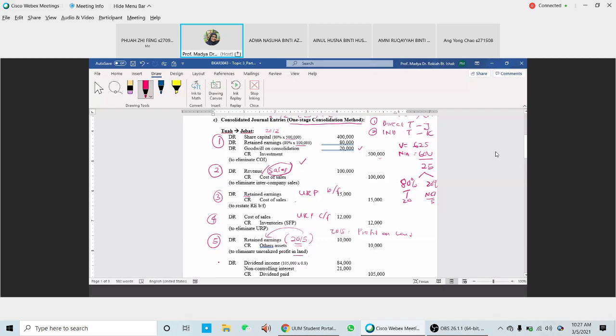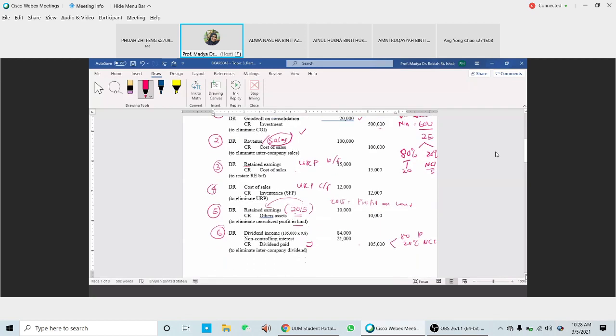The next elimination here: remember that you have both dividend income and dividend paid. The dividend paid here by Jebat is 105. From that 105, there is a portion for the parent and another 20% portion for the NCI. So the parent is going to receive 84 and the NCI is going to receive 21. Okay, done with that one.